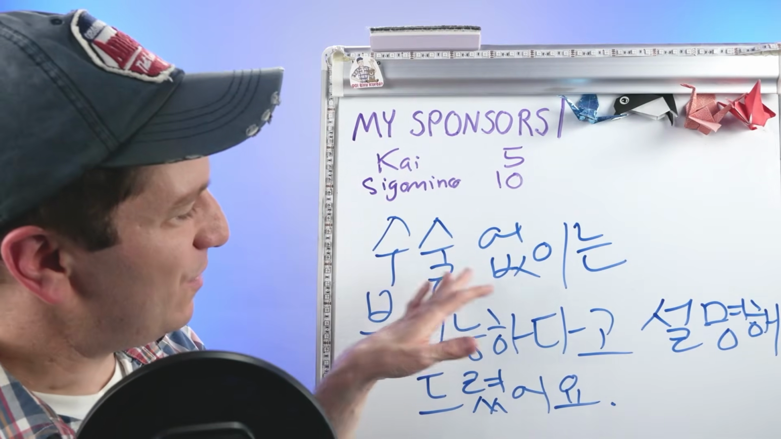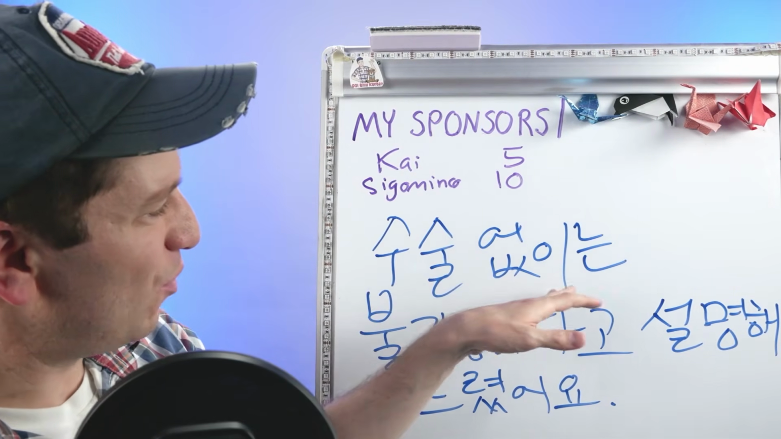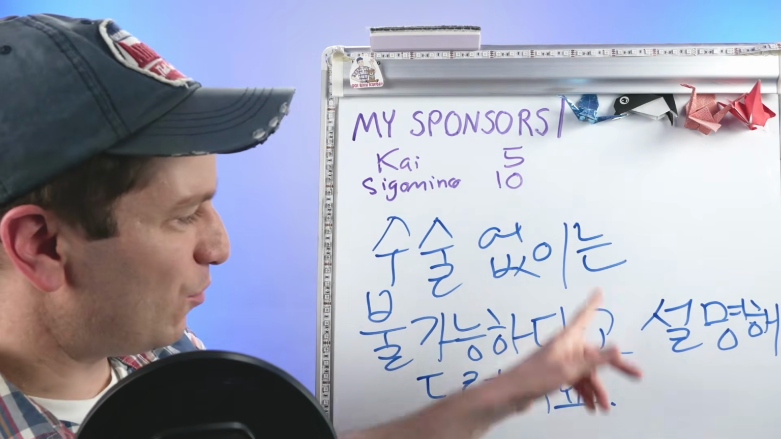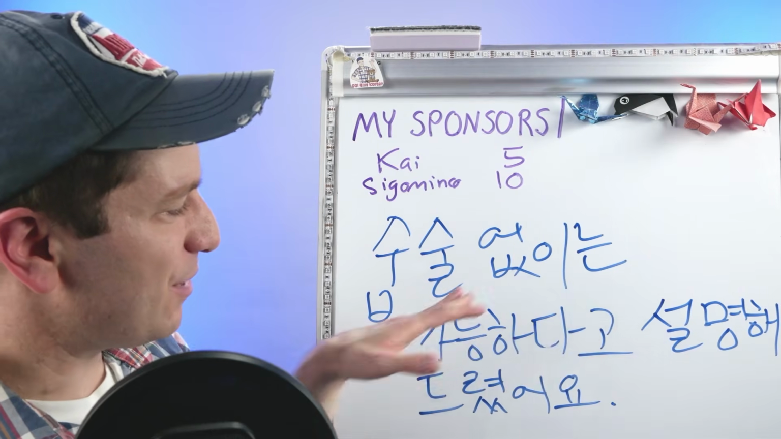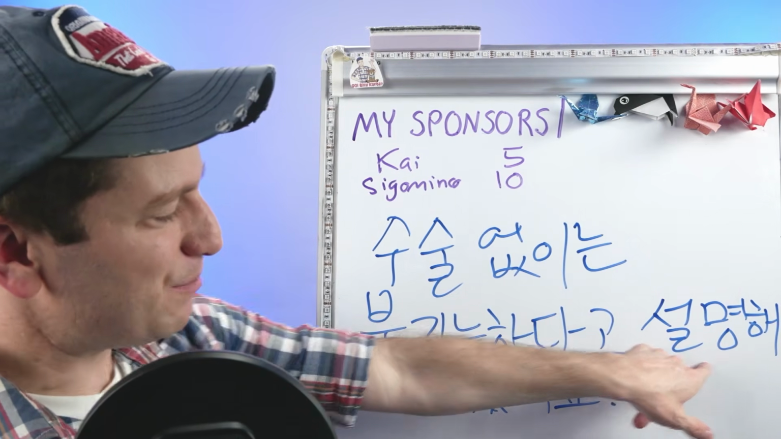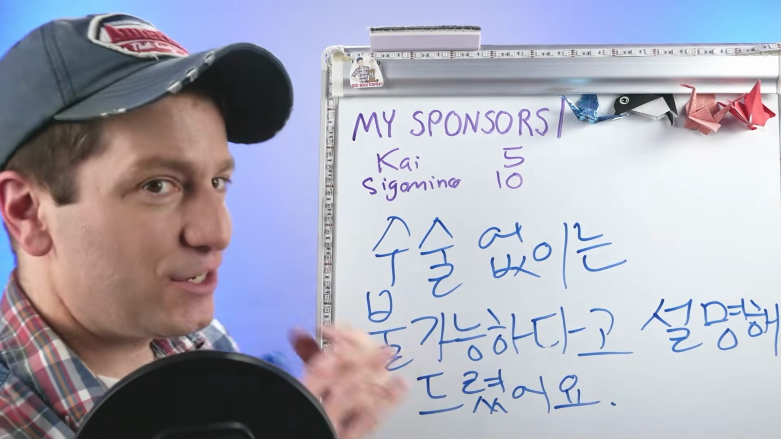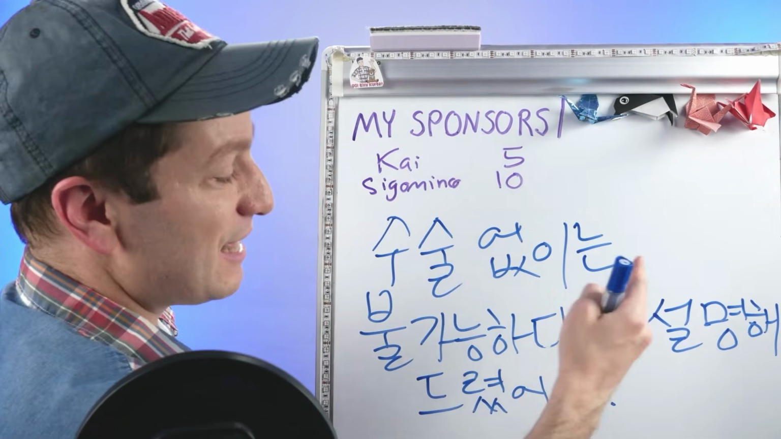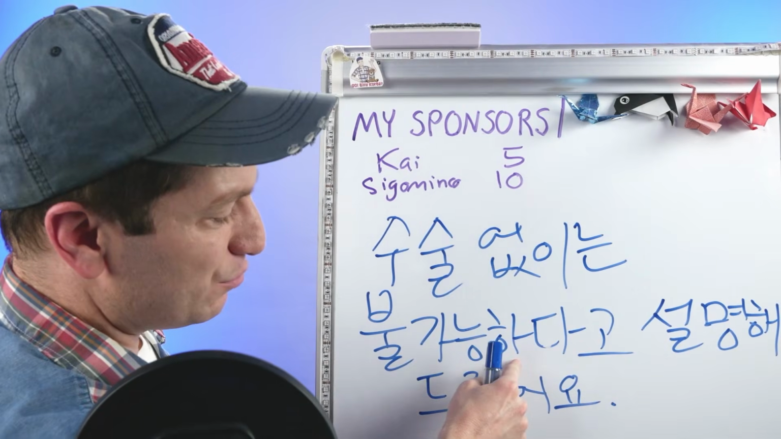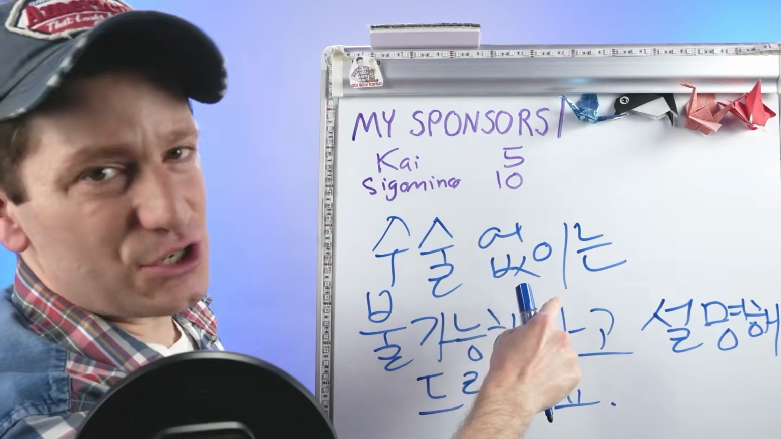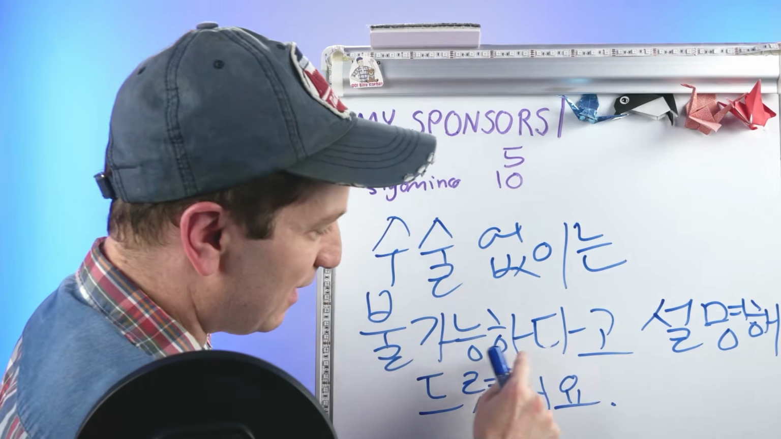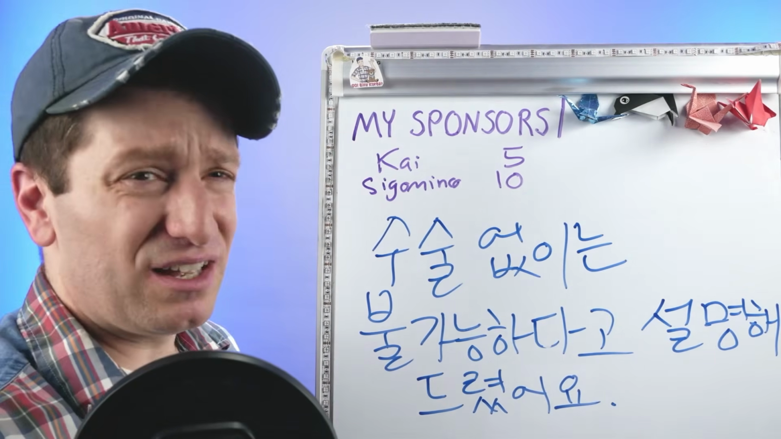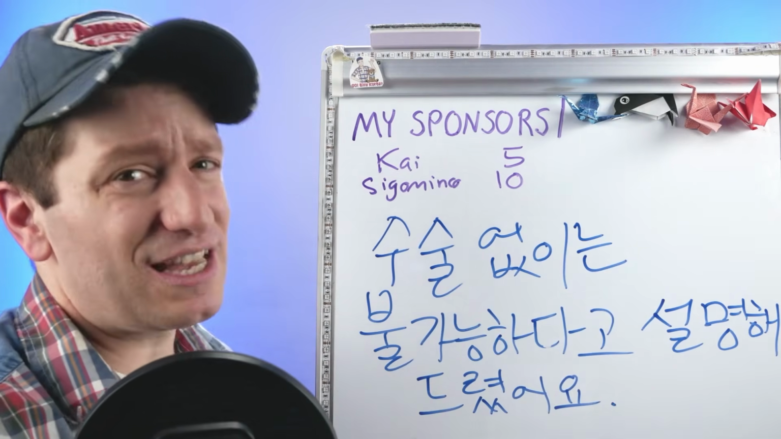수술 is surgery, 없이 is without. So 수술 없이는 without surgery, 불가능하다 is impossible. 불가능하다고, so that it is impossible without surgery. 설명하다 is to explain. 설명해 드리다, to explain to someone else. So I explained. 설명해 드렸어요. That it's impossible, 불가능하다, without surgery. 수술 없이는 불가능하다고 설명해 드렸어요. So I explained to them that it's impossible, what they want to do. It's impossible without surgery.